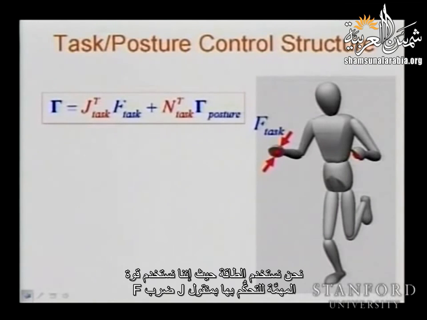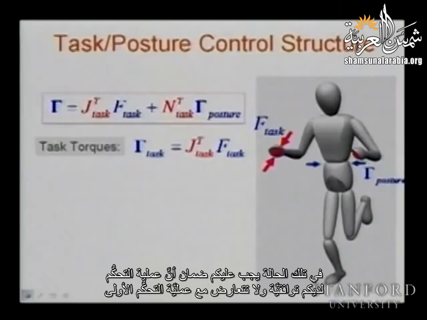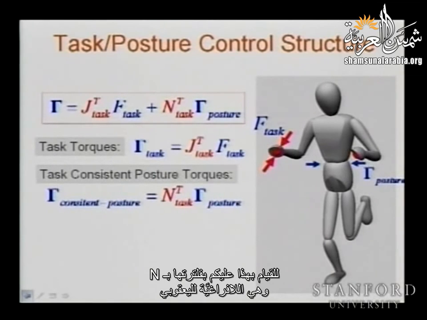It's very easy. We use the energy, that is, we use a force of task to control it with J transpose F. But now, suppose I'm controlling the legs and the hands. But I have all this motion that is possible, right? This is the null space motion. This is what we will discuss with redundancy next quarter. And in there, you have to guarantee that your control is consistent, does not interfere with the first control. And to do that, you filter it with N, the null space of the Jacobian.